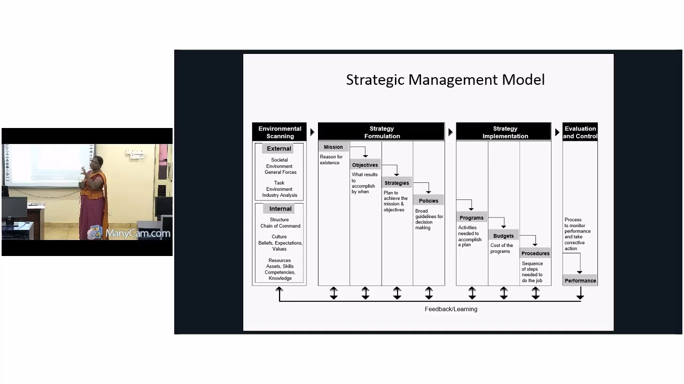If you closely look at the internal environment, it includes structure. Organizational structure is a part of the internal environment. If you can imagine what organizational structure is, it is composed of posts and hierarchy with chain of command and all these things. Organizations have different organizational structures composed of different posts, and it flows from top to bottom.